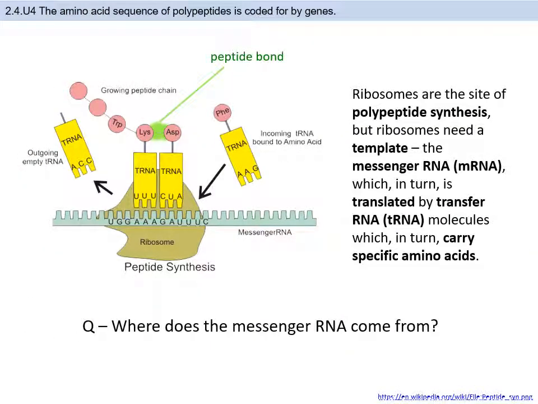So earlier we talked about the fact that a ribosome is responsible for making a polypeptide. They're going to do what we call polypeptide synthesis or protein synthesis. And they're using messenger RNA, or mRNA, as a template. They're using it as a guide to know what the order of the specific amino acids should be, how many of which amino acids and in which order it needs in order to make a very specific protein.